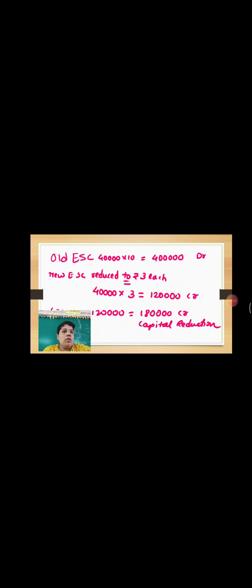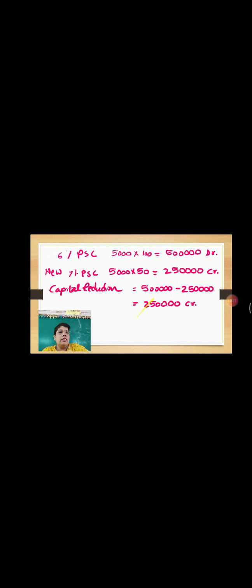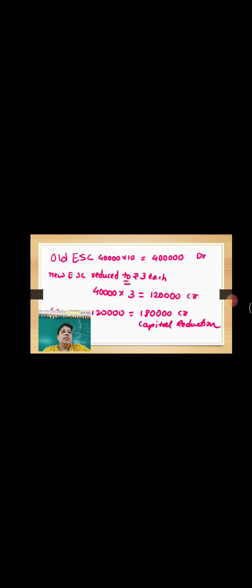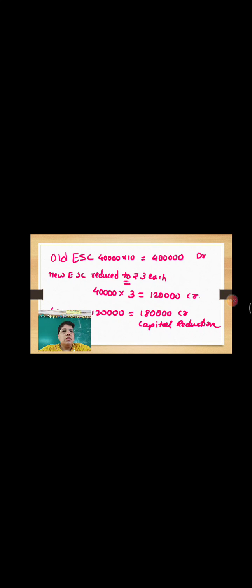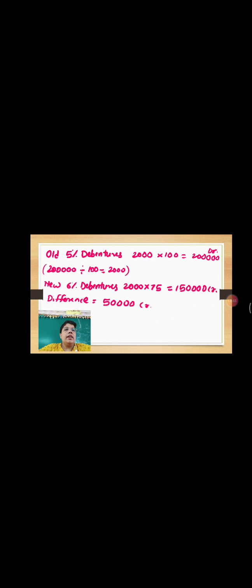So what is the amount of reduction? 4 lakh minus 1,20,000. So that is 1,80,000. Not 1,80,000. That should be 2,80,000. So adjust this to make it 2,80,000. I am not getting the pen here. Okay, let it be. Just don't forget to make it 2,80,000 here.